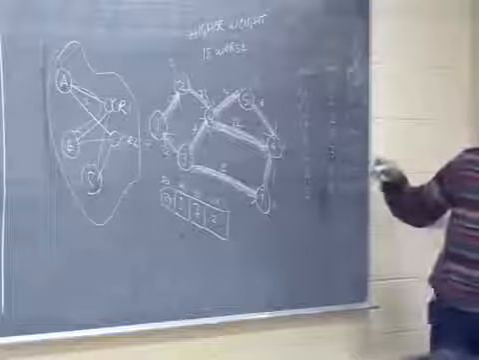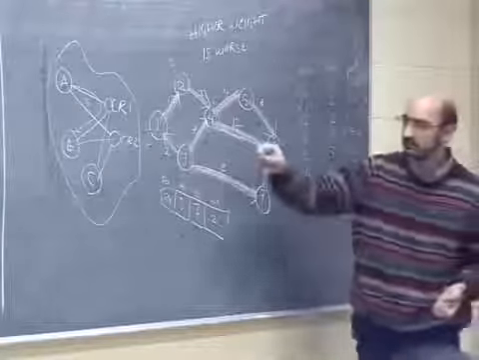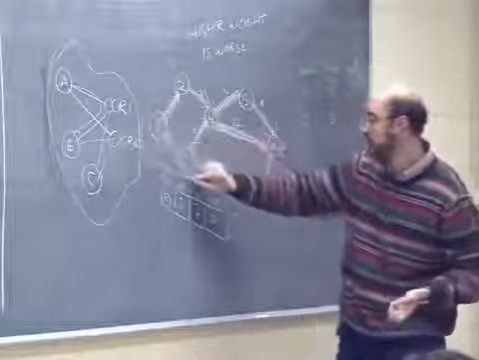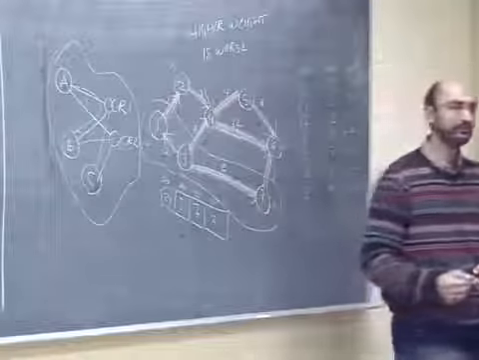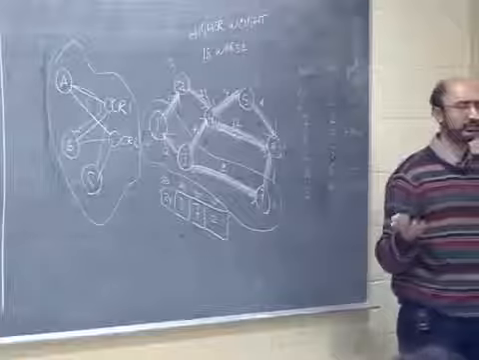Okay. Then what I do is I create this kind of blob over here. This blob represents those nodes to which I know the shortest path for sure.